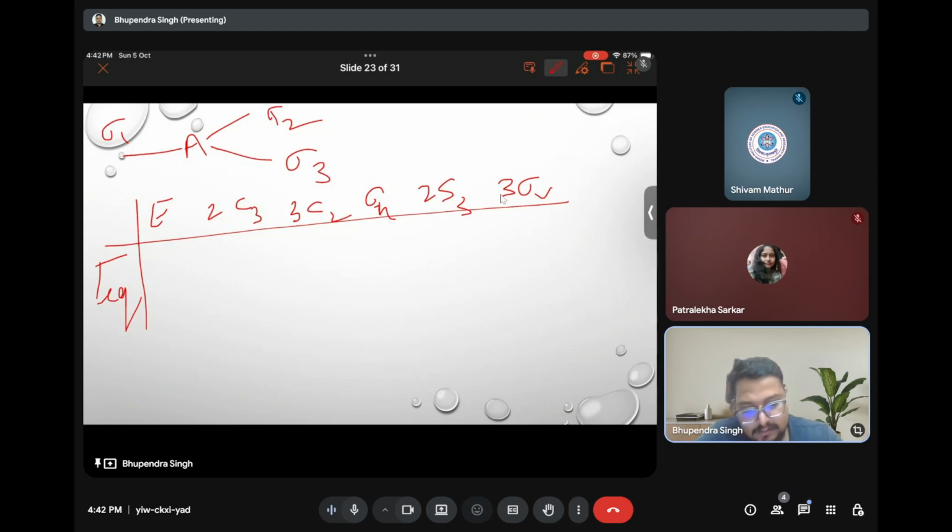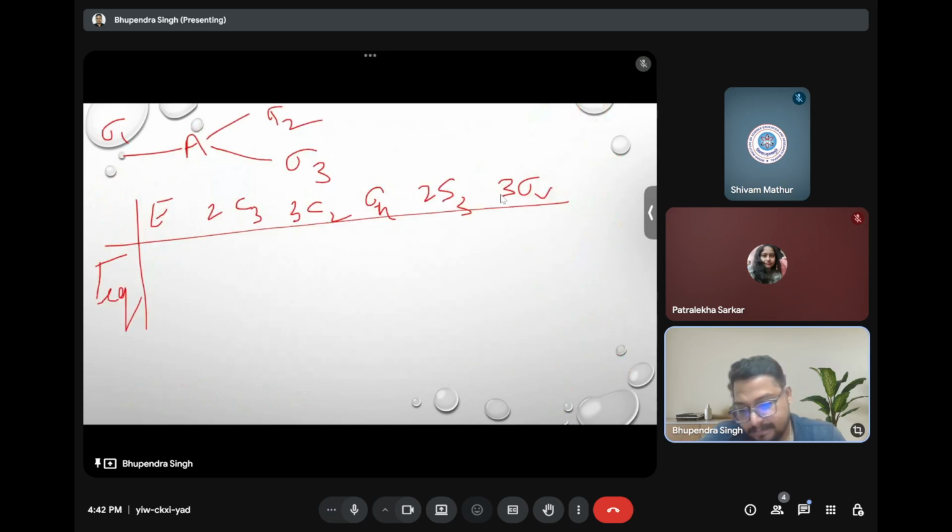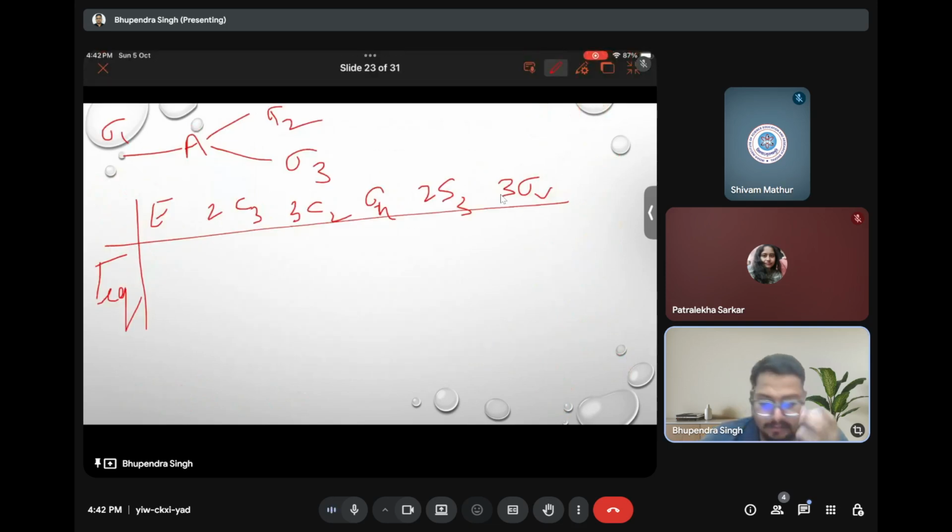Okay, now it's your turn to tell me. I have already told what your basis is. Your basis are these equatorial bonds, sigma 1 to 3. Only those equatorial bonds I have drawn here. So according to that, tell me what will be the character if you apply the identity operation.